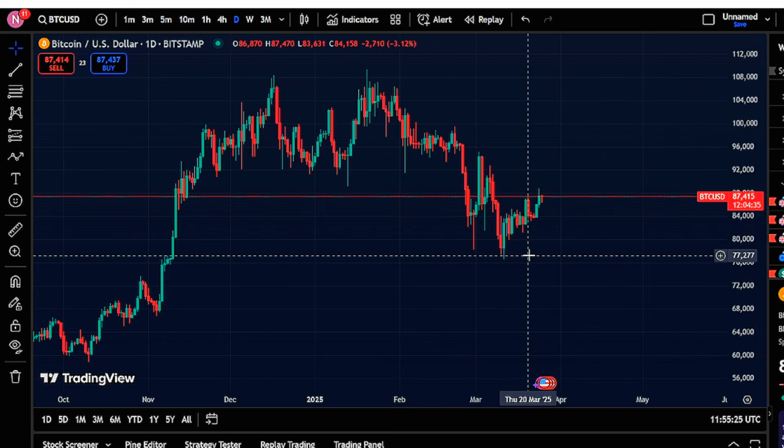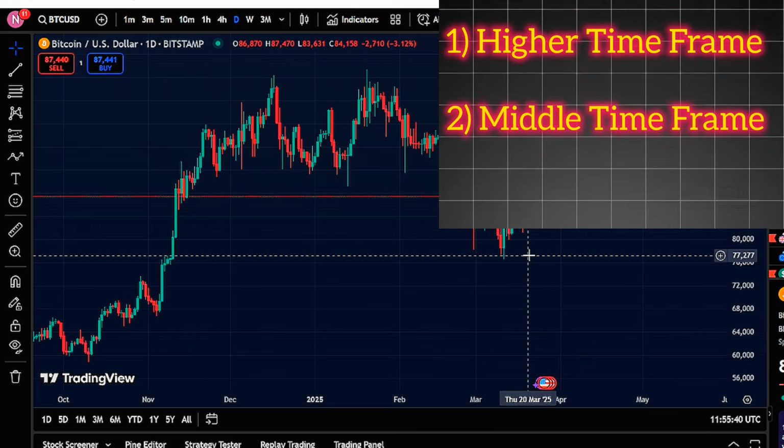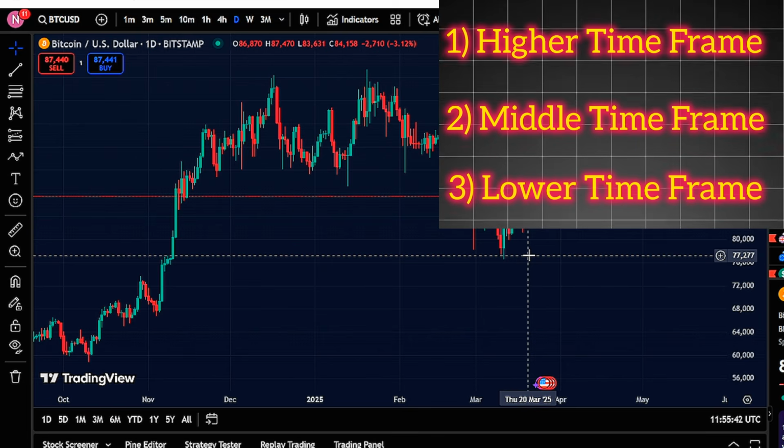We are going to be talking about the strategy called top-down analysis. How does this analysis actually work? How does this trading system work? There are 3 things we are going to be looking out for: the higher time frame, the middle time frame, and then the lower time frame, right?